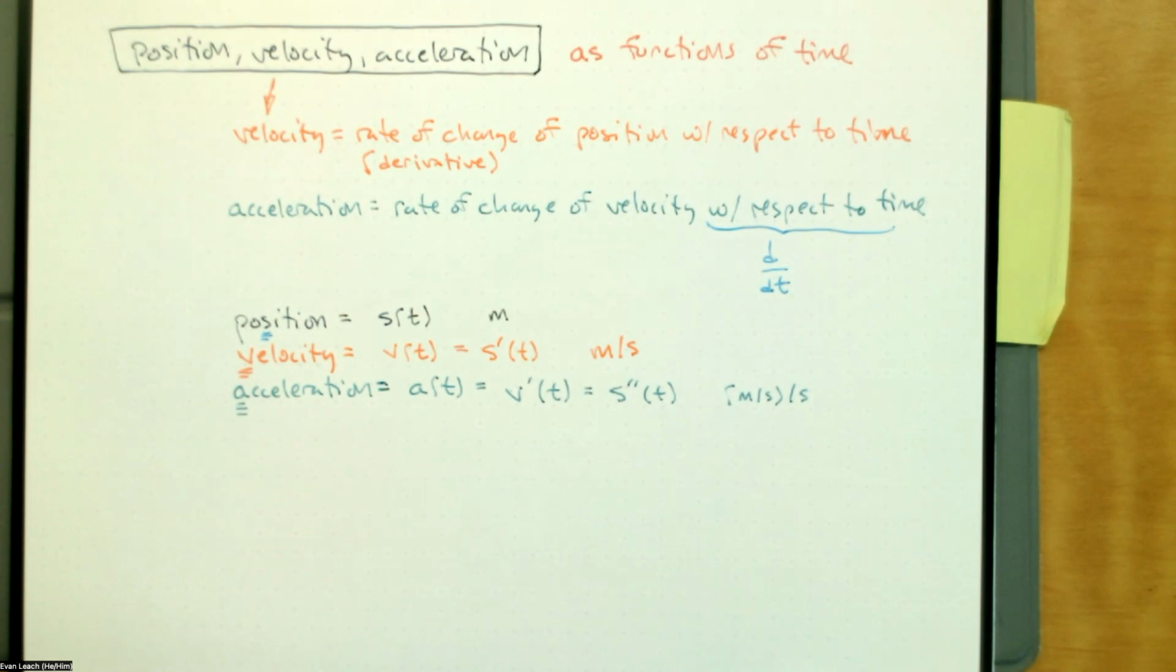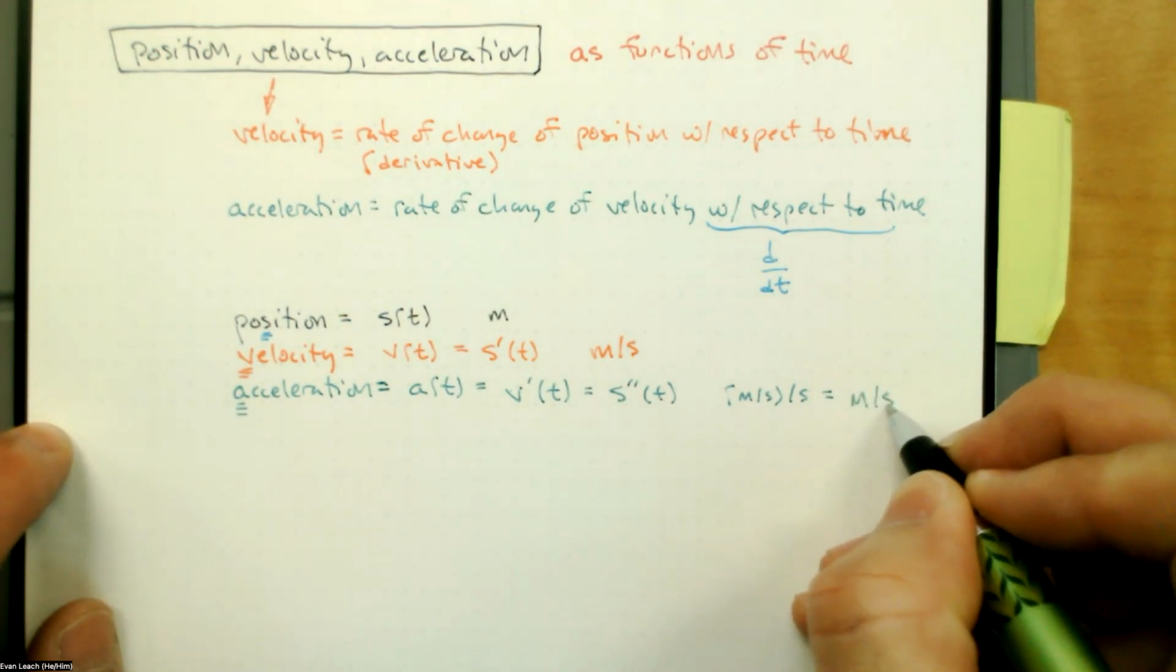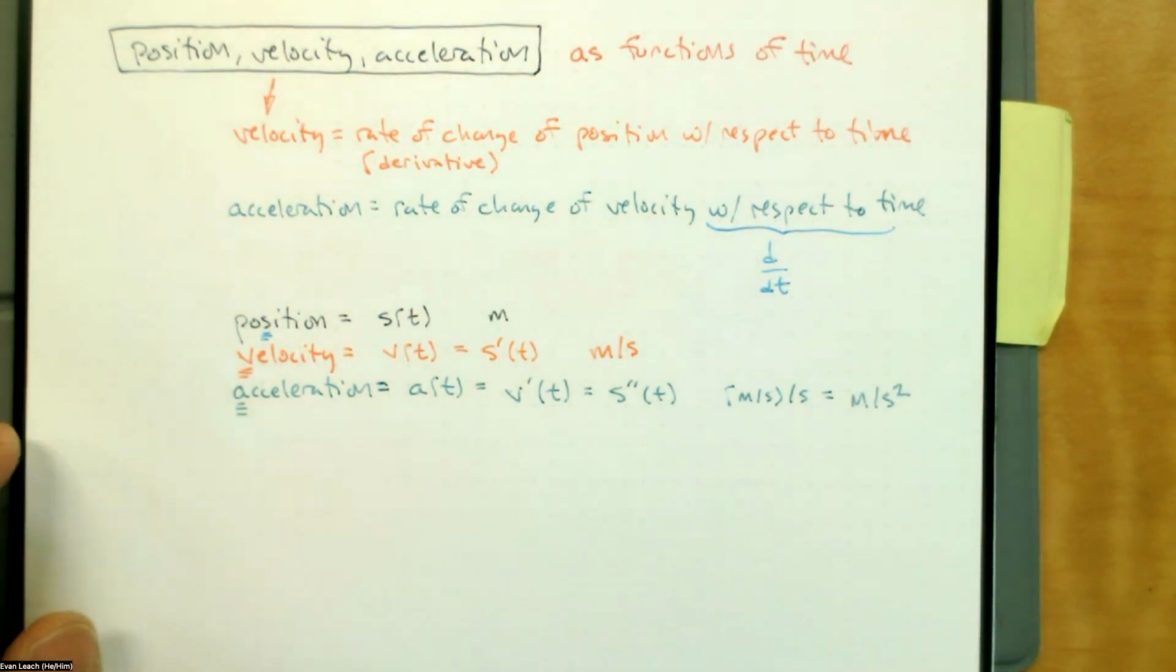But we simplify this because we don't want to say meters per second all the time. And we say meters per second squared. But you want to be thinking of meters per second, and the velocity will be changing. Is everybody okay?